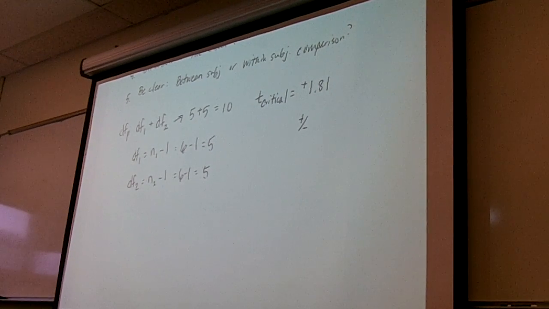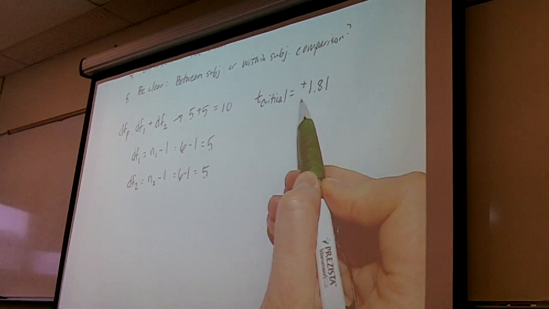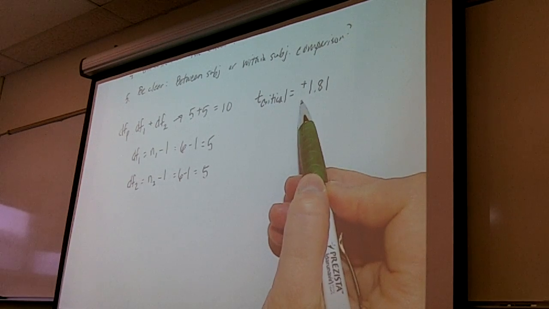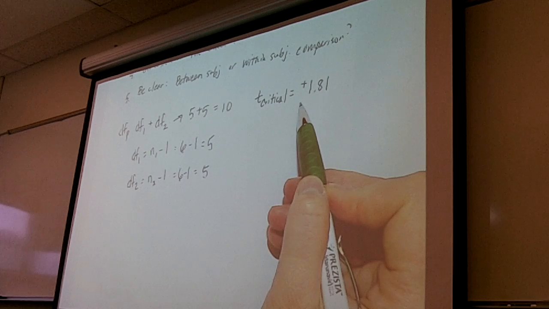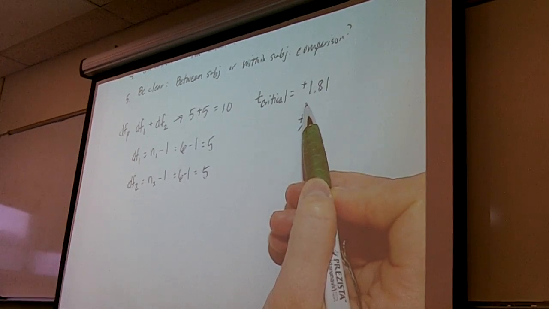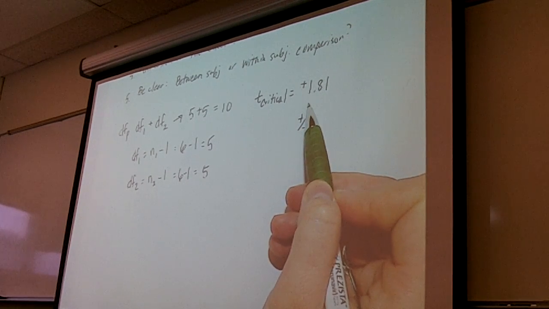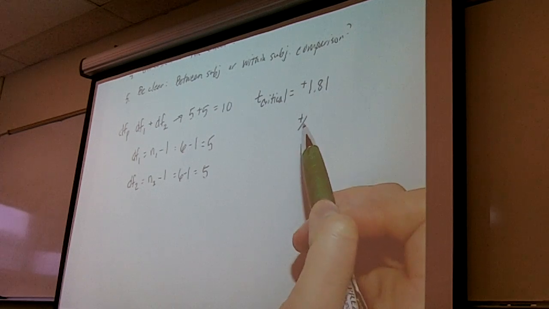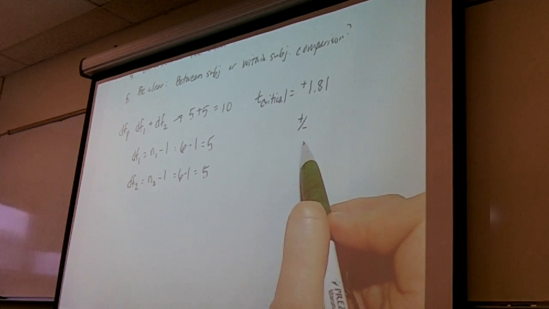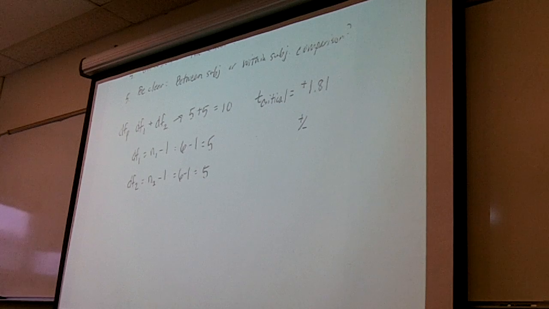So if you have a one-tail test, you should mark what the prediction is. If you're making a positive prediction, put a plus in front of it for the critical value. If you're making a negative prediction, put a negative number in front of it for the critical value. Okay? If it's a two-tail test, put both. Do you have a question? No? So positive 1.81 is our critical value.